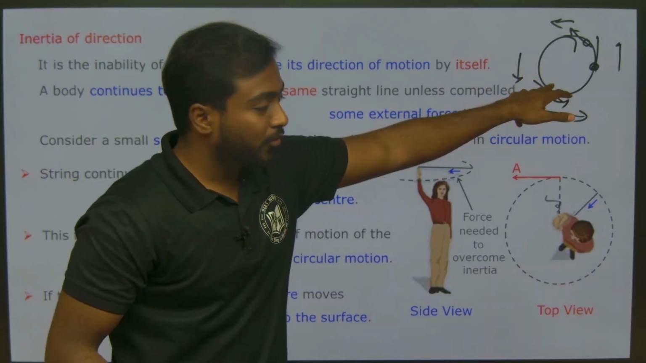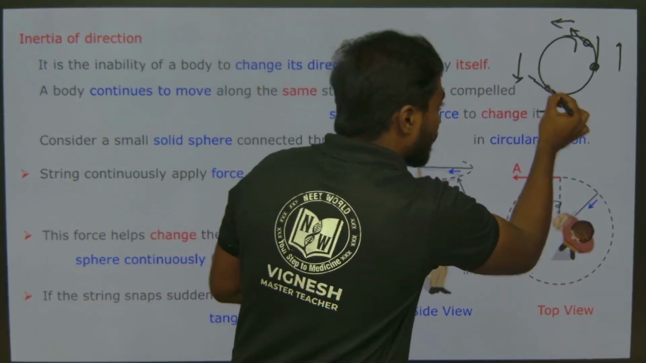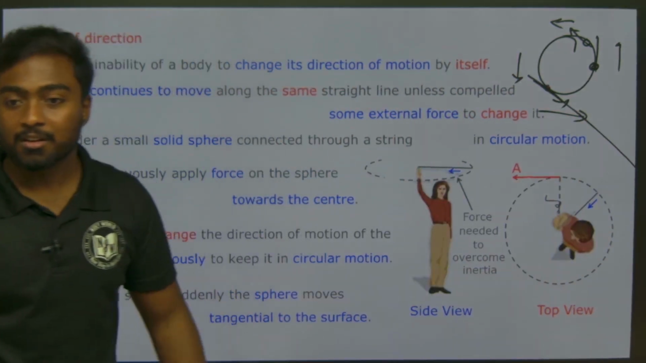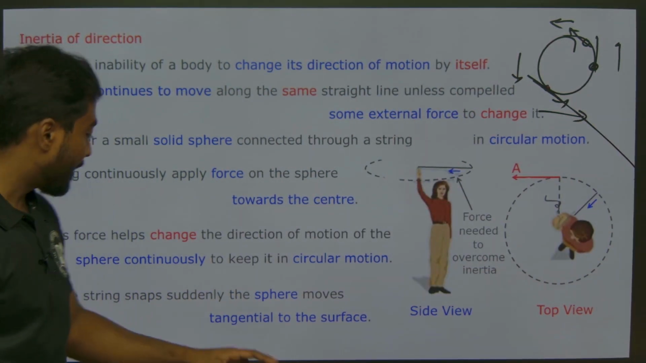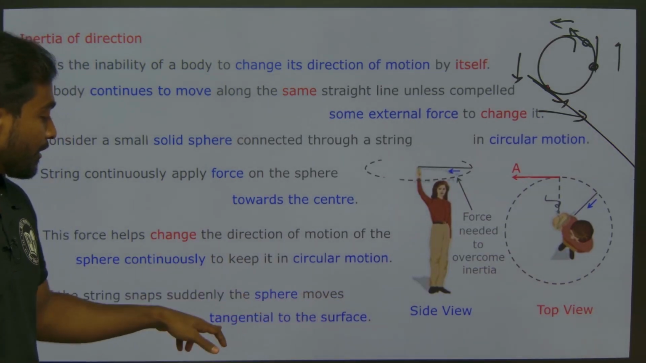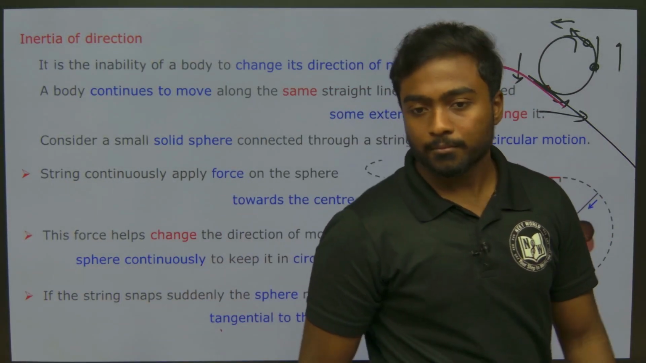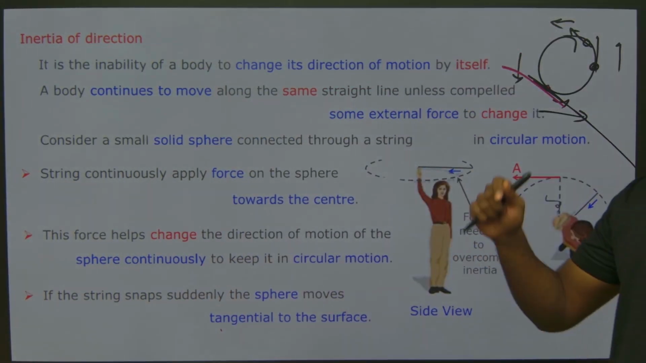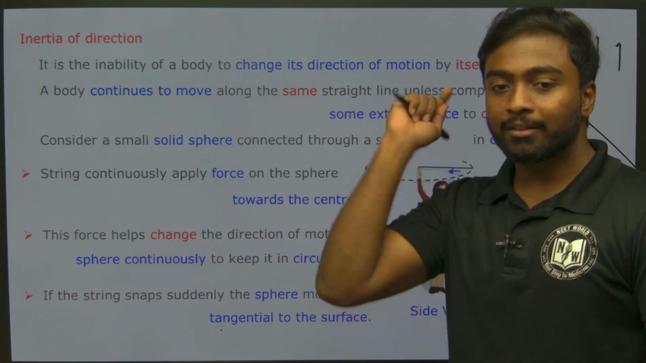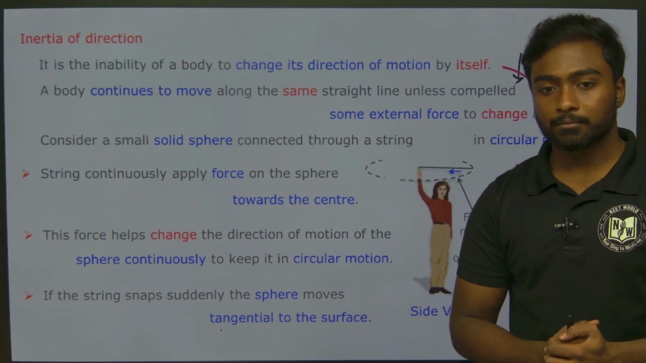If in this position the object is there and I let go suddenly, what will happen? The object will go like this in a straight line. That's what I told you: if the string snaps suddenly, the sphere moves tangential to the circle. Whatever position it is in right now, in the same direction it will go in a straight line.